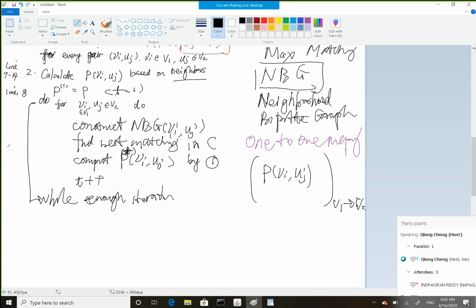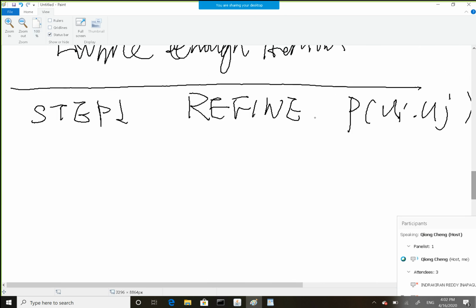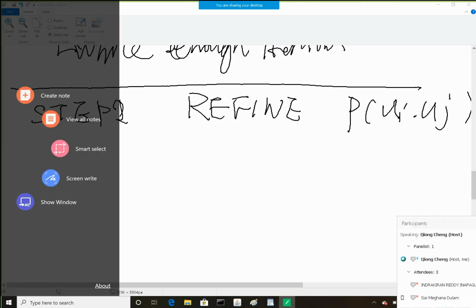So in that case, until now, you finished the big step 1. Then you go to step 2. Step 2 corresponds to refining the calculation. Refine this P, VI and UJ, and use another way to refine. So what did the people do in this paper? Now I can go back to review it. Go to here, right? So let's go to step 2. What did they do?